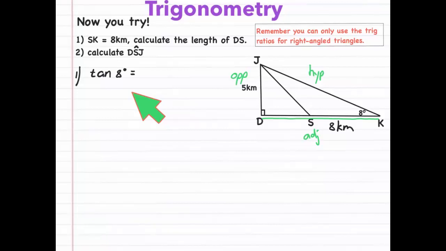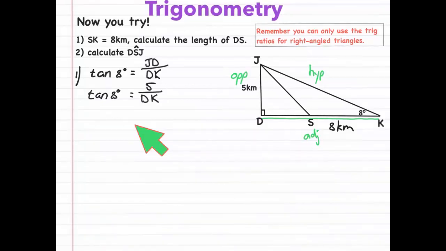So now I can write here that for number 1, the tangent of 8 degrees equals, and then I can say what is the tangent? It is my opposite over my adjacent. So just to show you, it will be JD divided by DK, okay, which will be my opposite over my adjacent for that angle. So the tangent of 8 degrees equals 5 kilometers divided by DK.